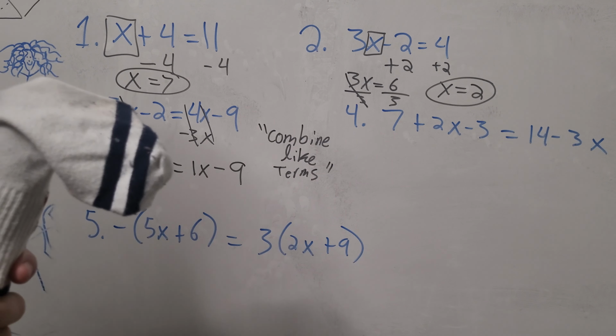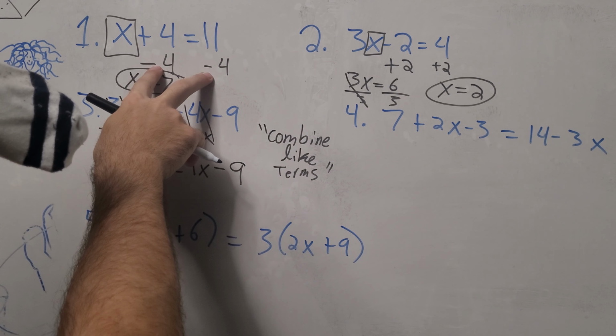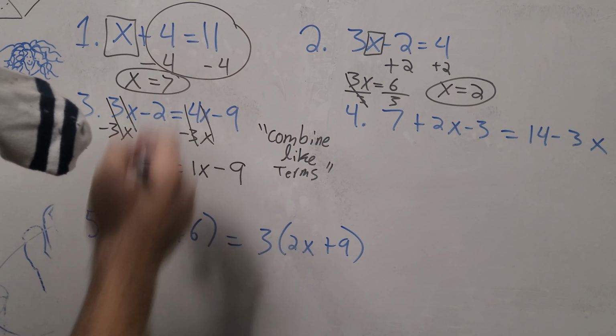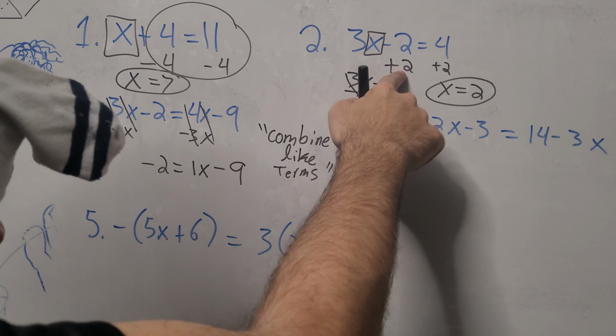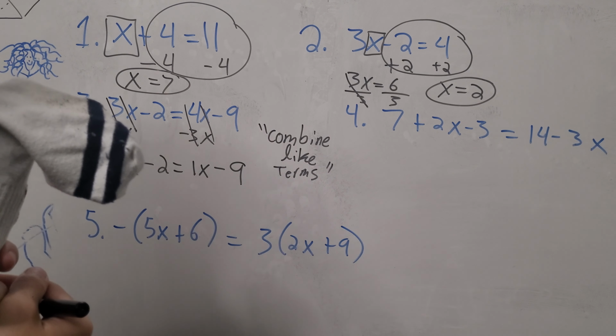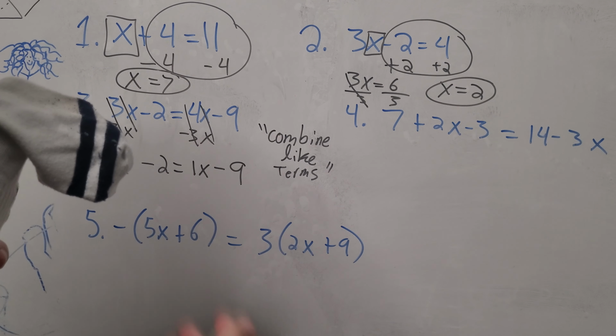Always combine like terms first. Notice how what we did with number 1 and number 2 is we subtracted 4 to both sides. Essentially, we were combining the 4 and the 11. For number 2, we added 2 to both sides. We were combining the 2 and the 4. Those were those like terms. Always do that first before you decide to multiply or divide anything on both sides of the equal sign.